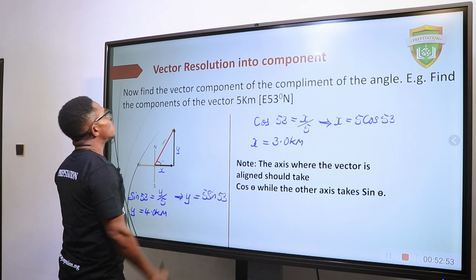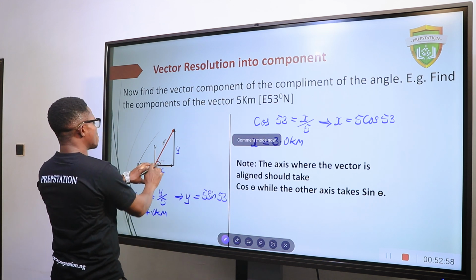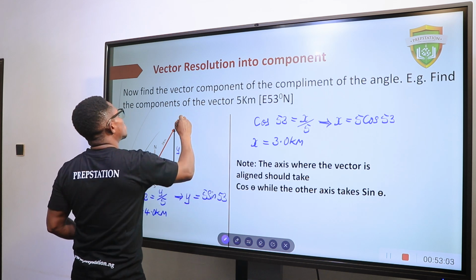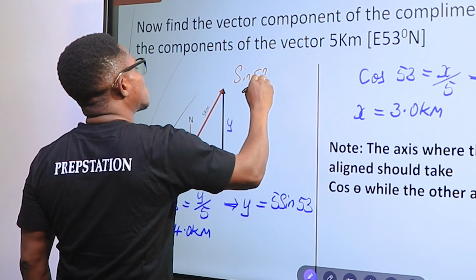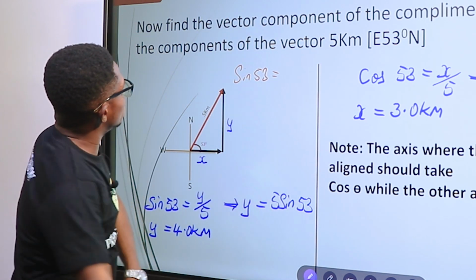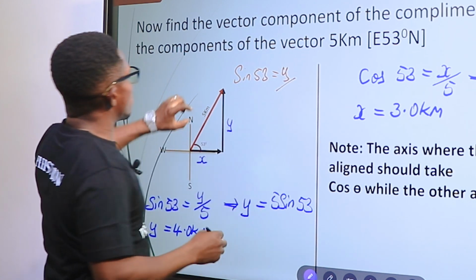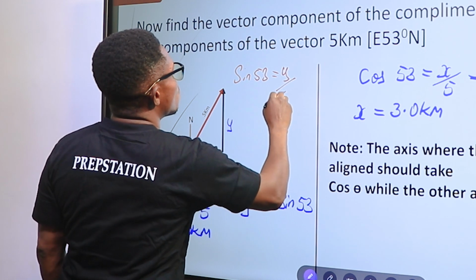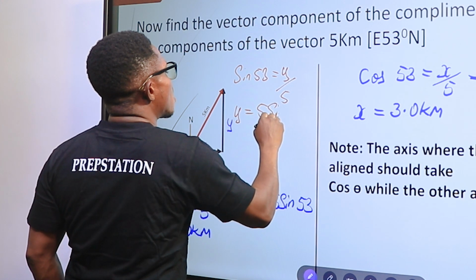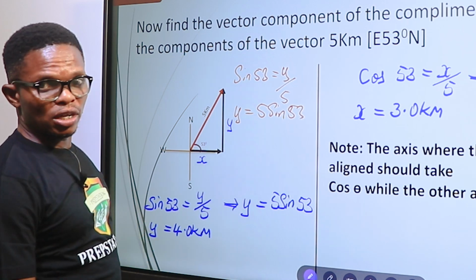Of course, I have already done that, but let me still show you how to go about it. Remember, sine theta, cos theta. If I'm going for sine theta, that will be sine 53 degrees. Sine means opposite over what? Hypotenuse. In this case, the opposite is y, so I have y over the hypotenuse, which is 5. If you make y the subject of the formula, then you have 5 sine 53. That will give you 4 kilometers.